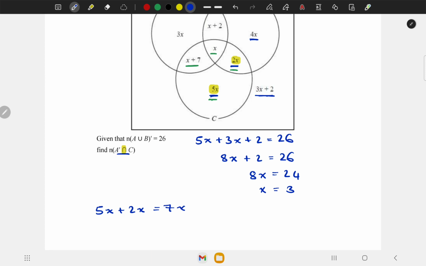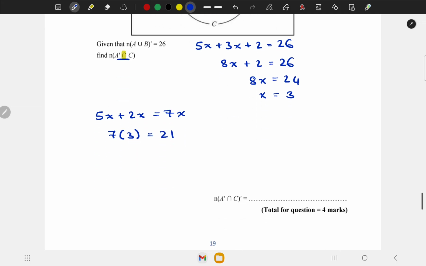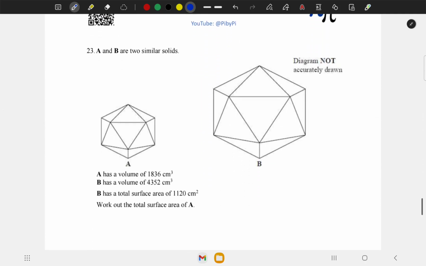But remember, we already found x to be 3. So I'm going to substitute 3. And 7 by 3 gives me 21. And that there is my answer to this question. Okay, let's move on to the next question.